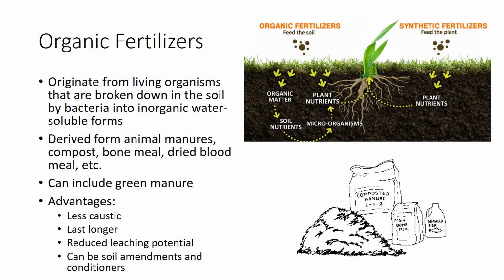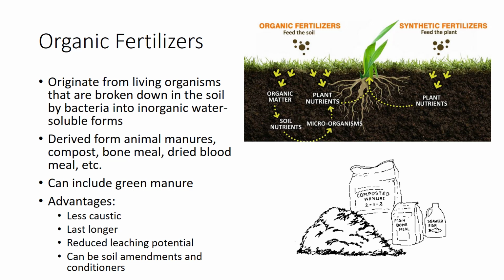Organic fertilizers originate from living organisms that are broken down in the soil by bacteria into inorganic water-soluble forms. Once converted to the inorganic water-soluble forms, they are equally available to the plant whether it originated from organic matter, inorganic fertilizer, or via weathering of rocks. Organic fertilizer can be derived from animal manures, compost, bone meal, dried blood meal, cottonseed meal, soybean meal, and others. Organic fertilizers also include green manure, which is the use of leguminous cover crops for the main purpose of plowing it under to increase soil fertility.